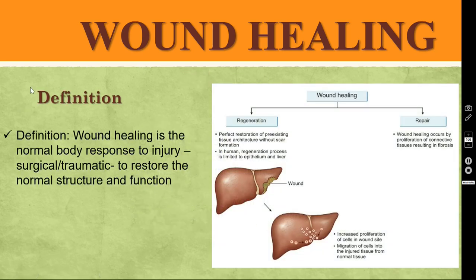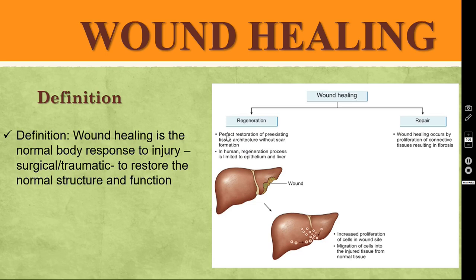So, what is the definition of wound healing? Wound healing is the normal body response to injury, either surgical injury or traumatic injury, to restore the normal structure and function of the body. This is what is called wound healing. Wound healing can occur by two processes. One is by regeneration and another one is by repair.